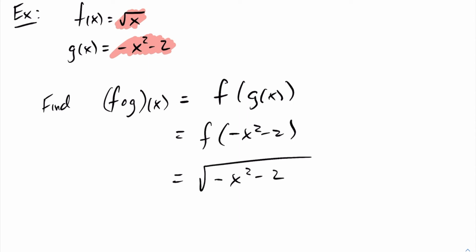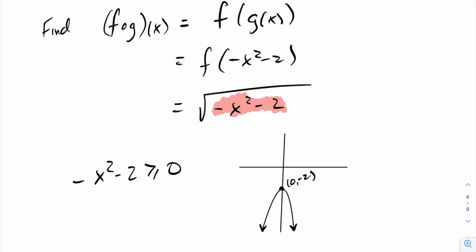All right, so just another example going through composition of functions with roots involved. Notice the domain here would be a little bit different. If I want to calculate the domain of this, what's underneath the square root sign, in this case negative x squared minus 2, that must be greater than or equal to 0. So it must be the case that negative x squared minus 2 must be greater than or equal to 0.